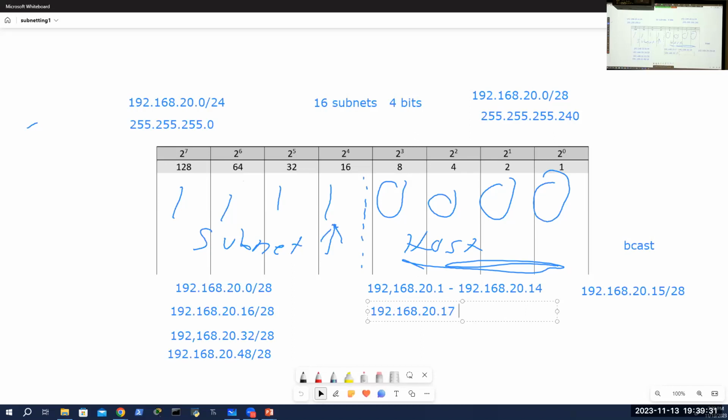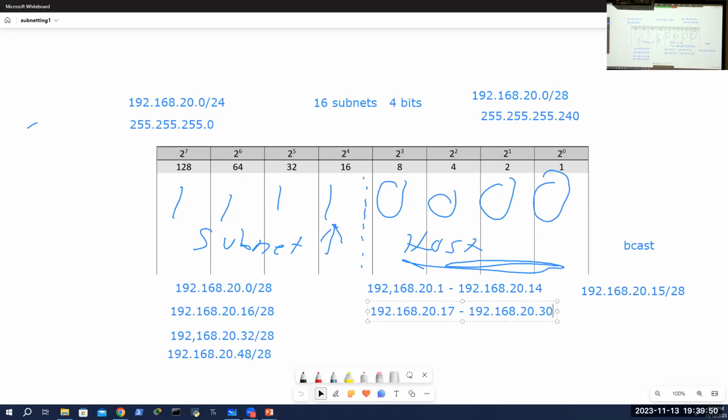Because the 16 is the network address, right? Yeah, 16 is the network ID. So 17 is the first host address, and the last host address would be 30, with 31 being the broadcast.